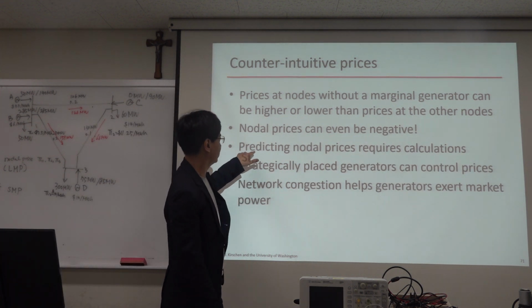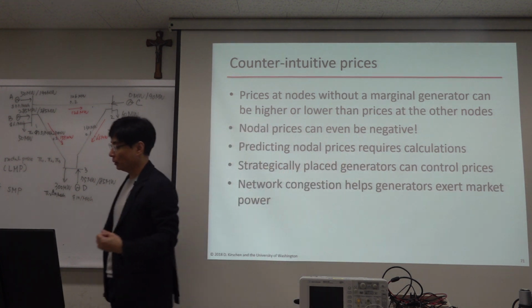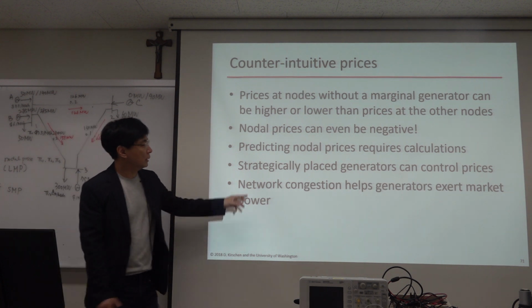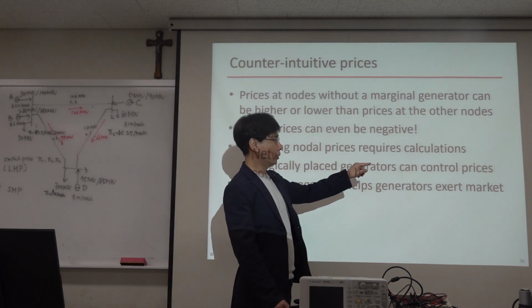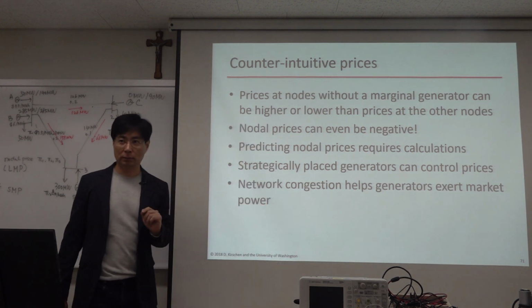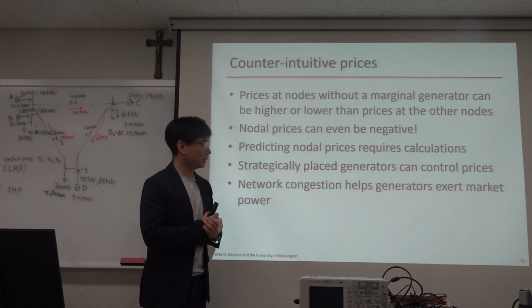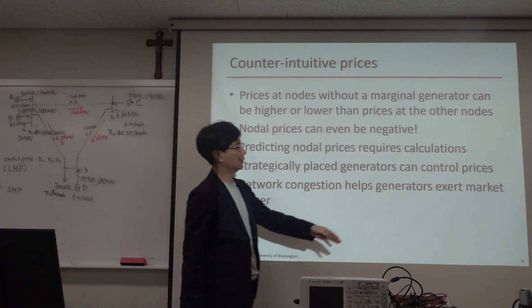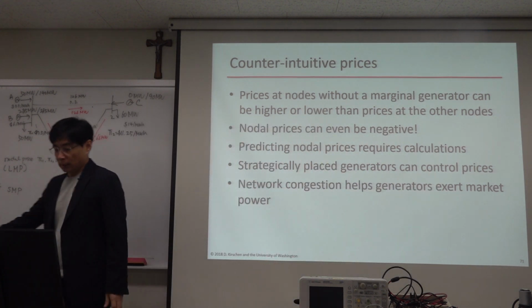And actually, predicting nodal prices requires calculations, including optimization, linear programming, and so strategically placed generators can control prices, exercise market power. Okay, and network congestion helps generators exert market power. Exert means exercise market power.